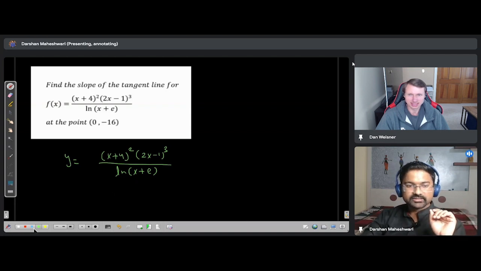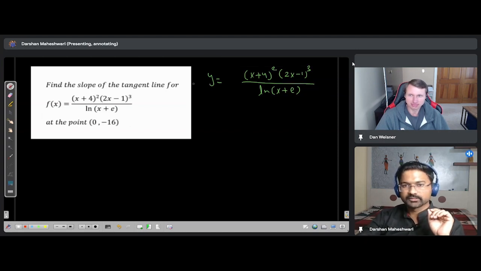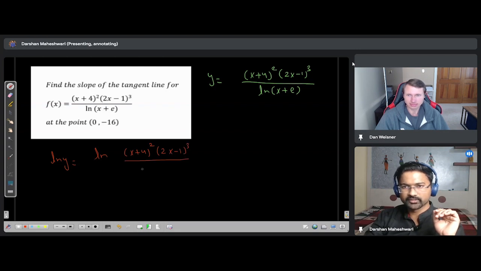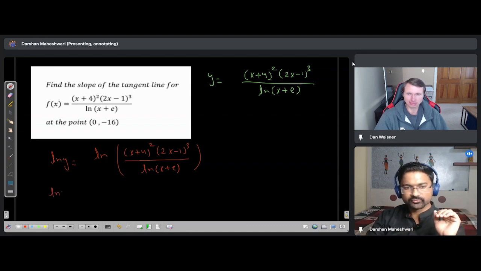All right, like I said, let's take ln on both the sides. So I'm going to take natural log both the sides. So it's going to be ln y is equal to ln of this entire gross thing, which is (x plus 4) whole squared, (2x minus 1) whole cubed, over ln(x plus e), and a big parentheses just to contain this thing. I'm going to forget about the left side because it's ln y. It's just going to repeat itself. So don't worry about that.